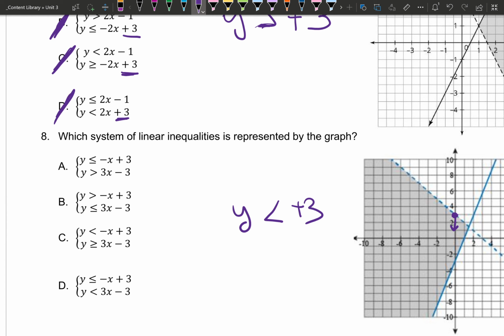If we can kind of cross all the options out. Right, you got a positive 3 less than or equal to. Positive 3 greater than. Positive 3 less than. Positive 3 less than or equal to. Boom. Good multiple choice solving techniques.